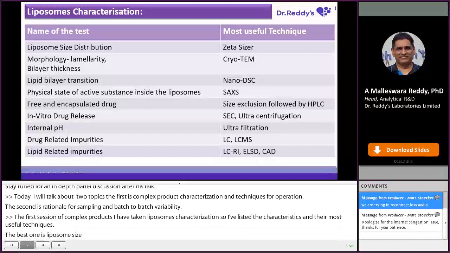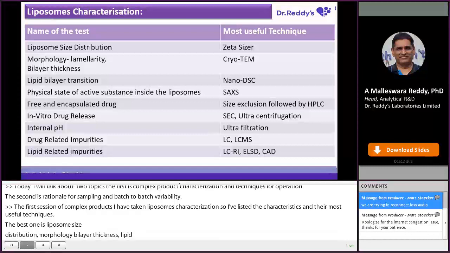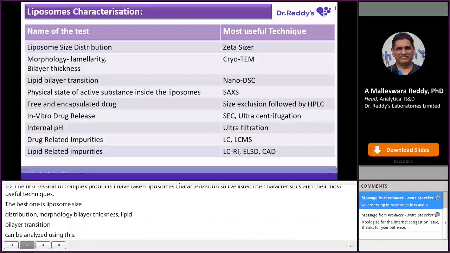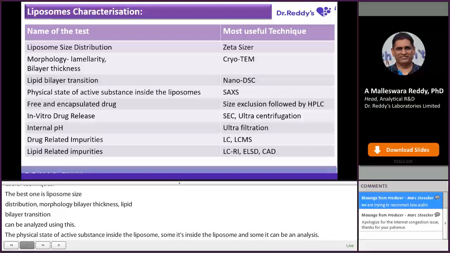The physical state of the active substance inside the liposome: in some liposomes, the drug is inside the liposome, and in some it is within the bilayer, so it can be analyzed using SAXS analysis. The free and encapsulated drug, we can use a size exclusion technique followed by an HPLC. This is a very standard technique.